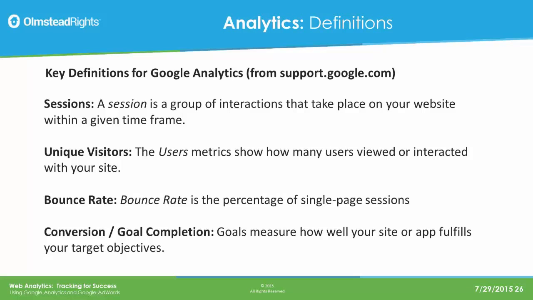Those are the types of goals that we set up for them, and that's really what we're looking at. So conversion rate is how many of those goals actually happen divided by the total number of users. You can do that individually by goal or for all your goals combined.